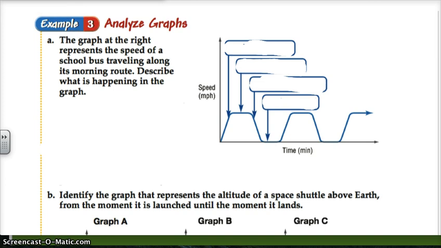Hey friends, here we are in Algebra 1, Section 1-8, and this is the second part to this video. So, hey, let's take a look. We're looking at example 3, and we're going to do some analyzing of graphs.